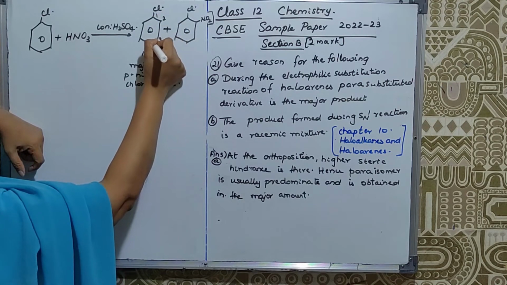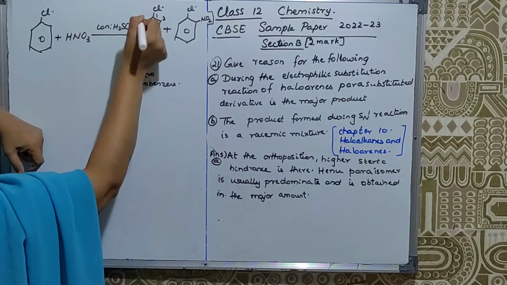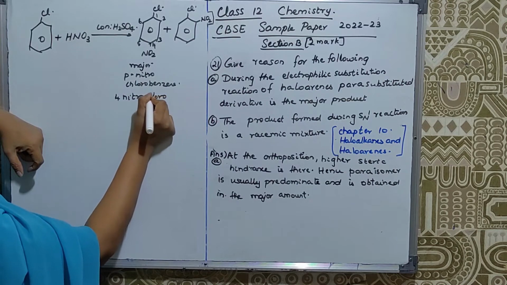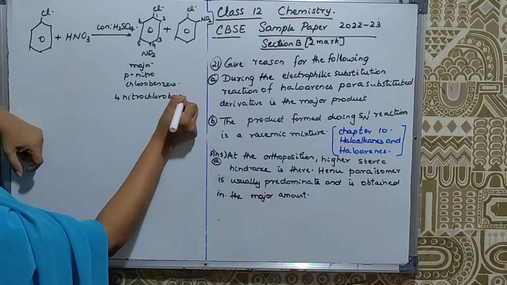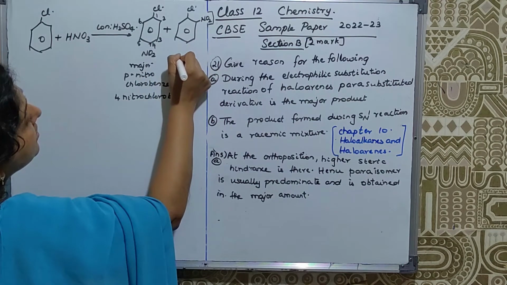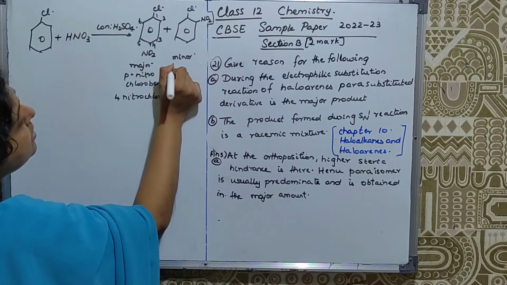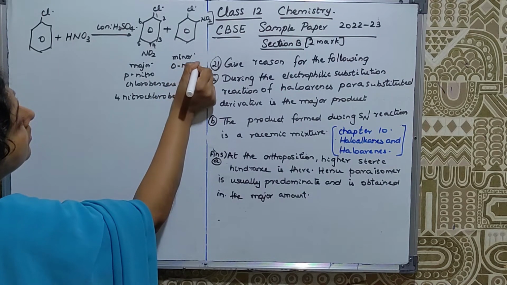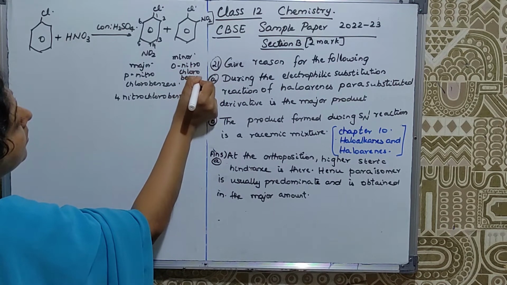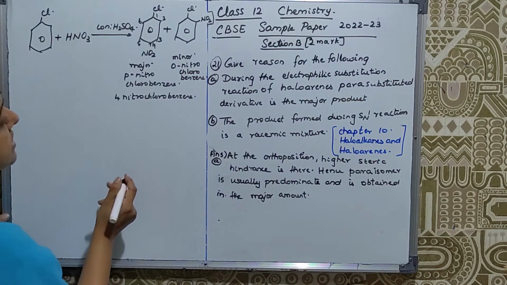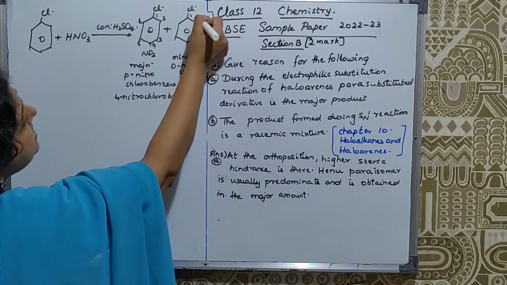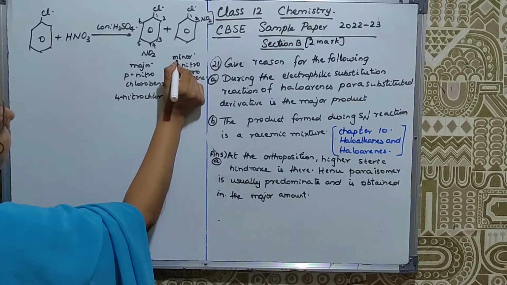Or in terms of IUPAC name, 4-nitrochlorobenzene. The other one, ortho-nitrochlorobenzene, is the minor product. In the same way, its IUPAC name is 2-nitrochlorobenzene. That one is the minor product only.